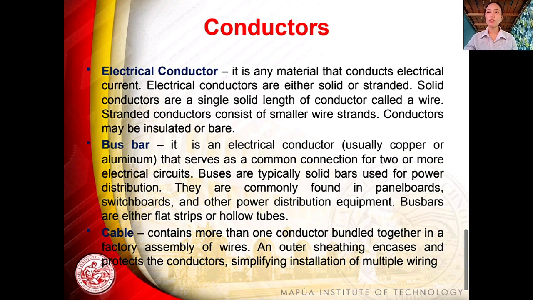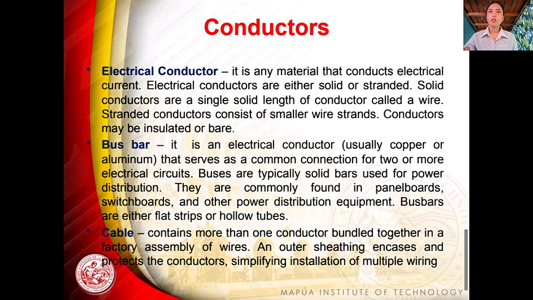Next is conductors or types of conductors. So first is electrical conductor. An electrical conductor is any material that conducts electrical current. Electrical conductors are either solid or stranded. Solid conductors are a single solid length of conductor called wire. Stranded conductors consist of smaller wire strands. Conductors may be insulated or bare.